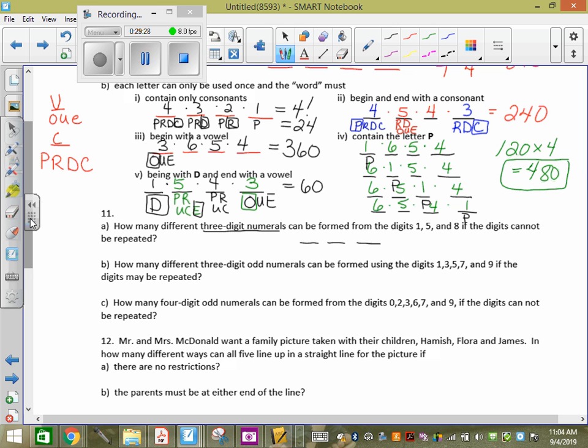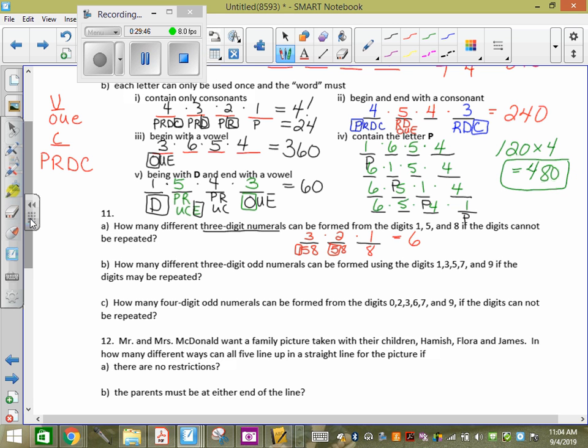So 1, 2, 3. So I could have 1, 5, or 8, which is 3. Then it says cannot be repeated, so I keep the 1. And I have 5 and 8, which is 2. Keep the 5. I have 8, which is 1. So it's 6.